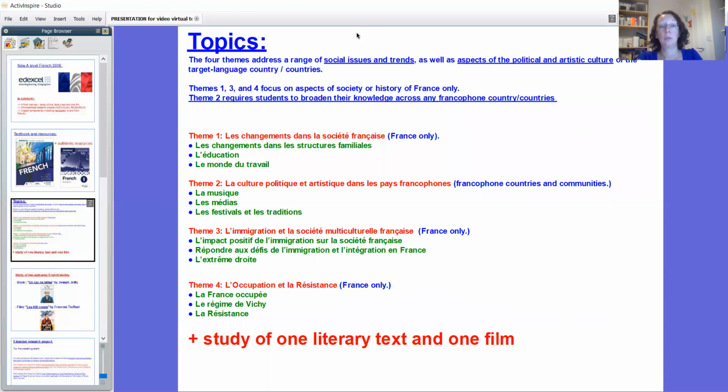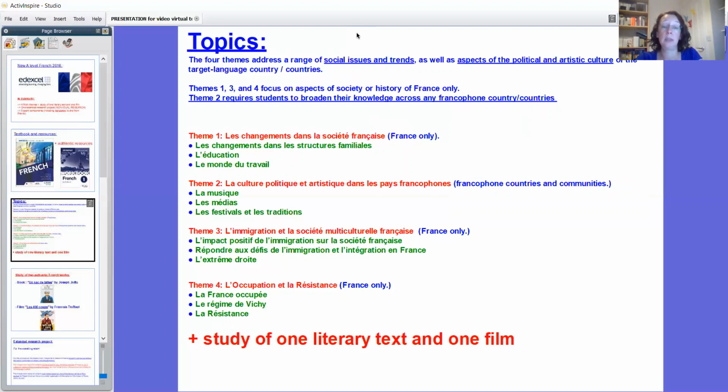So the topics that you would be studying in this course, there are 4 main themes, and they are all based on social issues and trends, aspects of the political and artistic culture of the target language countries, so France, or of French-speaking countries as well. Themes 1, 3, and 4 focus on France only, whereas theme 2 requires students to also study other French-speaking countries.